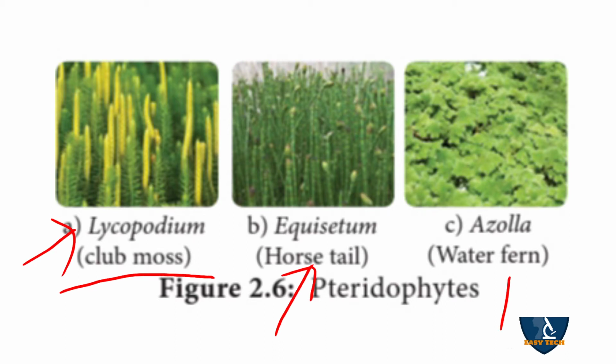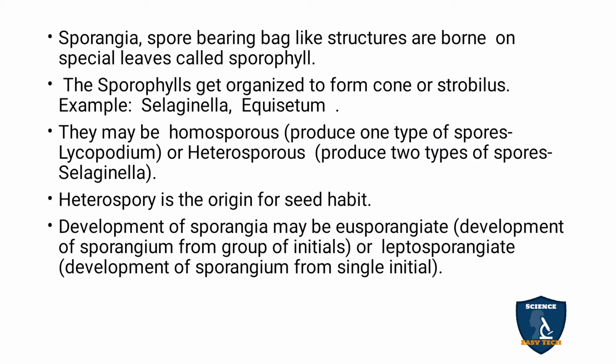And Azolla is a water fern. It lives in the rice fields. Okay, Azolla fern. So these are some of the examples of pteridophytes.